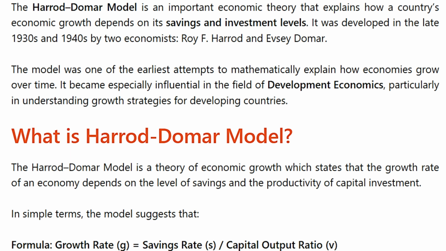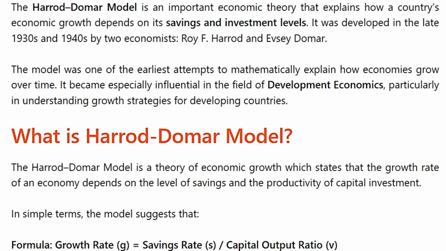The Harrod-Domar model is an important economic theory that explains how a country's economic growth depends on its savings and investment levels. It was developed in the late 1930s and 1940s by two economists, Roy F. Harrod and E. D. Domar. The model was one of the earliest attempts to mathematically explain how economies grow over time. It became especially influential in the field of development economics, particularly in understanding growth strategies for developing countries.